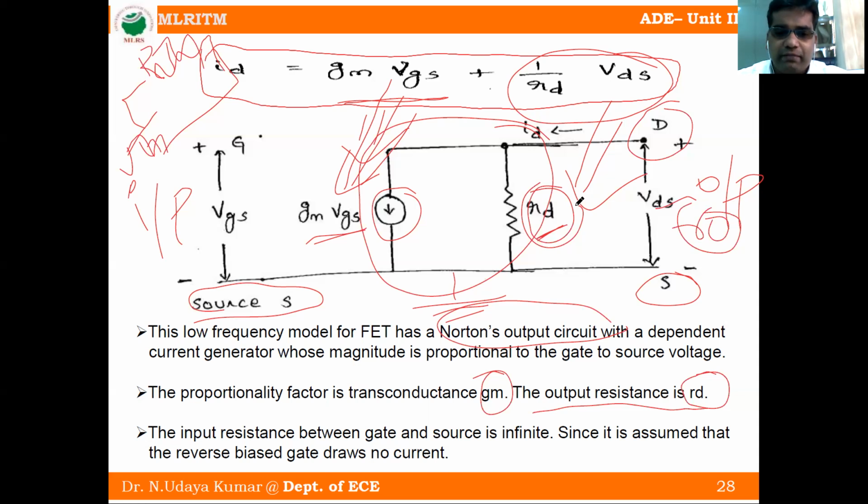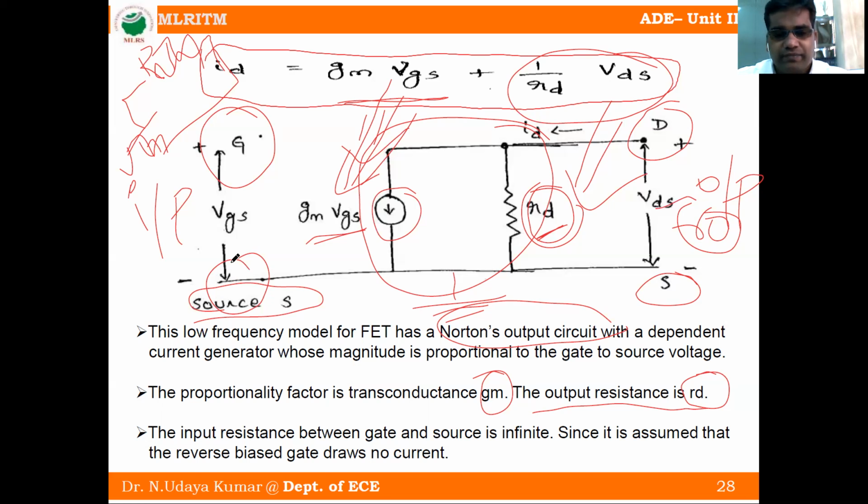So the input resistance between gate and source. Here this one is the gate, this one is the source. The input resistance between the gate and source is infinite because no resistance is connected across the input side. That's why the input resistance is infinite, since it is assumed that the reverse biased gate draws no current. Okay, understood? So this is called small signal analysis of the common source amplifier.